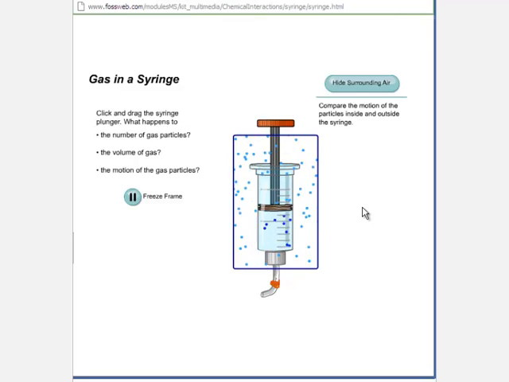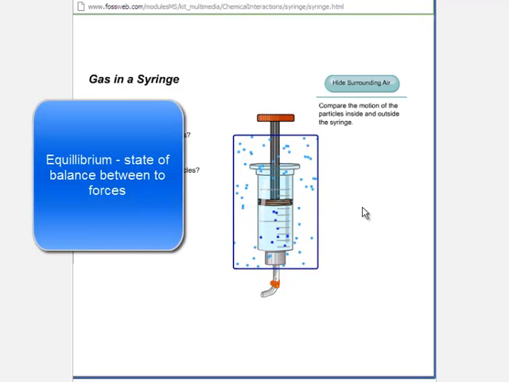The plunger starts to rise. Why doesn't it go all the way to the top? The last word is why it doesn't go all the way to the top. Because the air particles have reached an equilibrium with the air particles outside of the syringe. Equilibrium, the definition for equilibrium, you can see at the bottom of your screen.